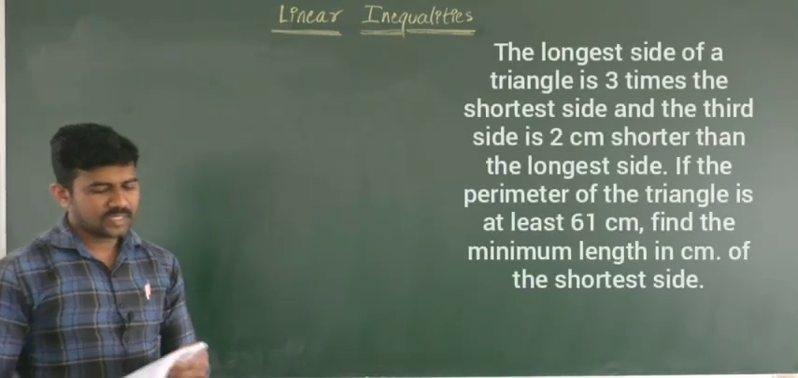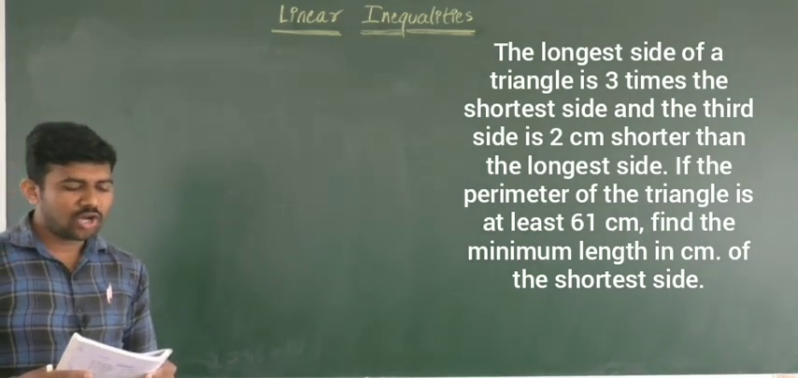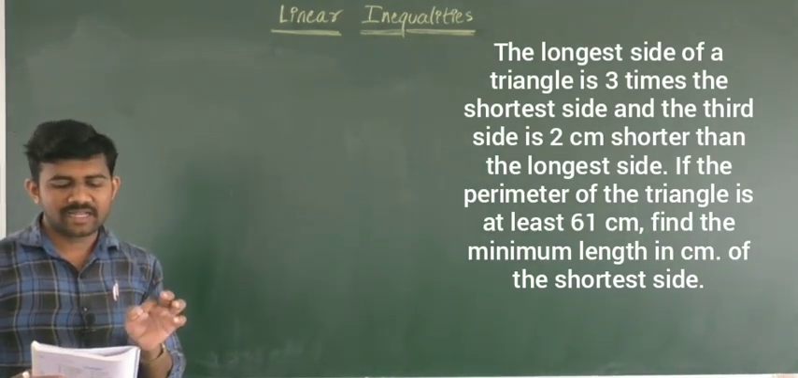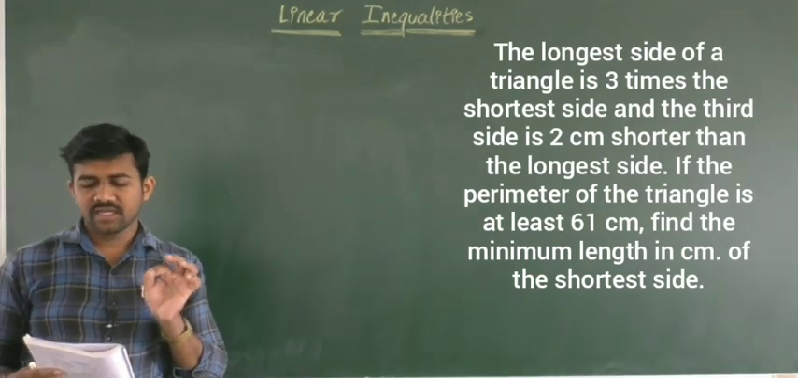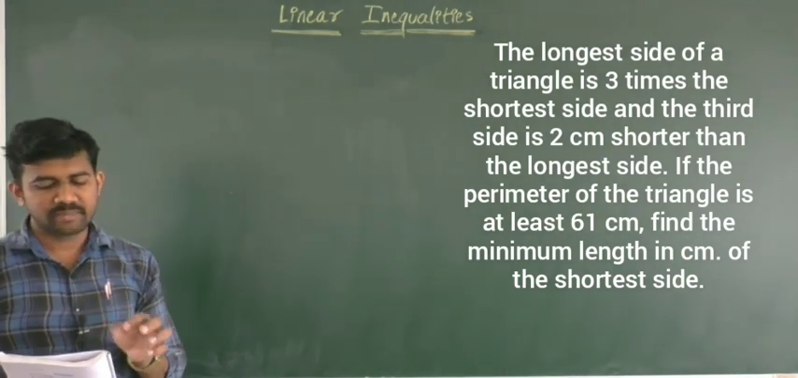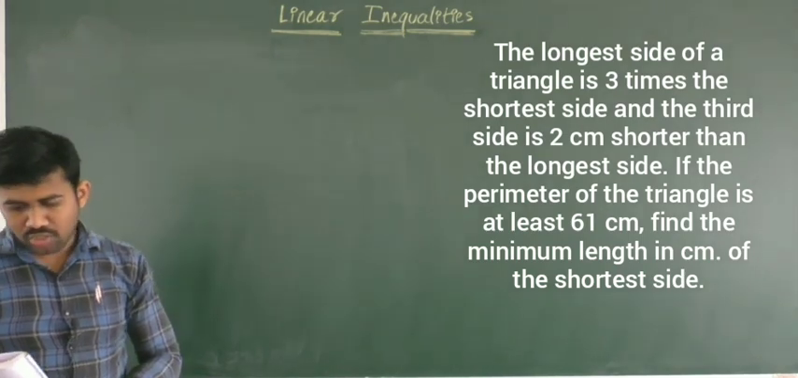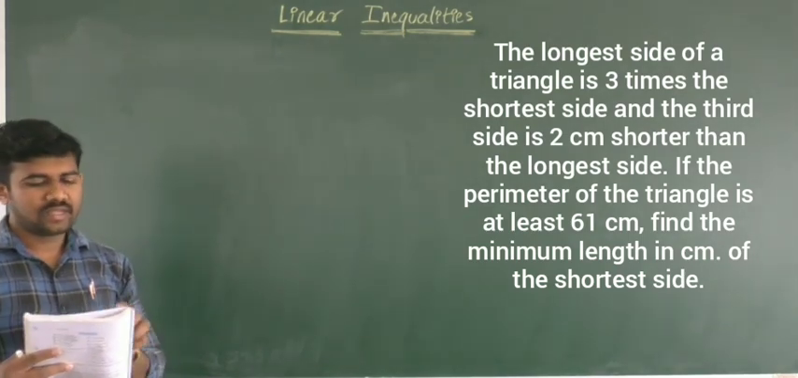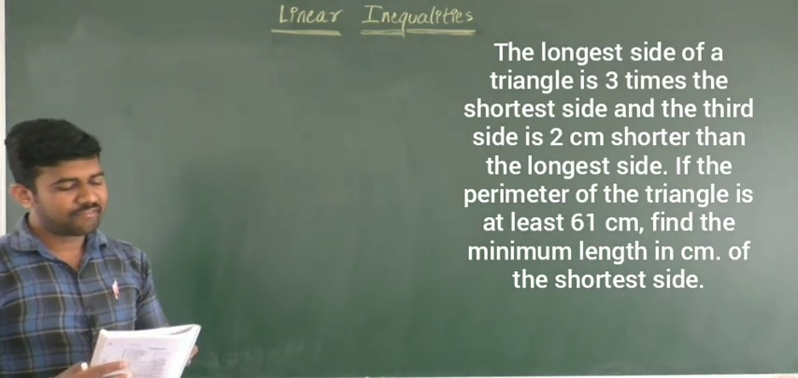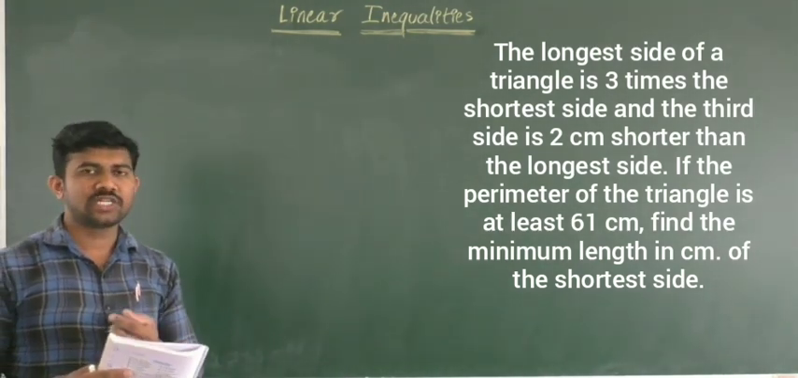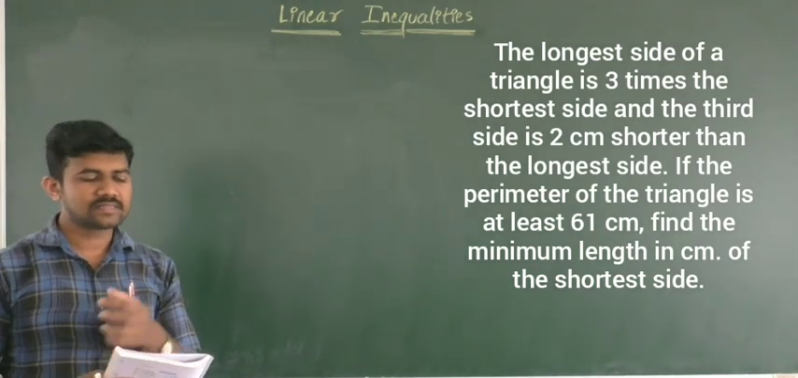Okay, the given: the longest side of a triangle is 3 times the shortest side and the third side is 2 centimeters shorter than the longest side. If the perimeter of the triangle is at least 61 centimeters, find the minimum length of the shortest side. Again, I'll read the question.